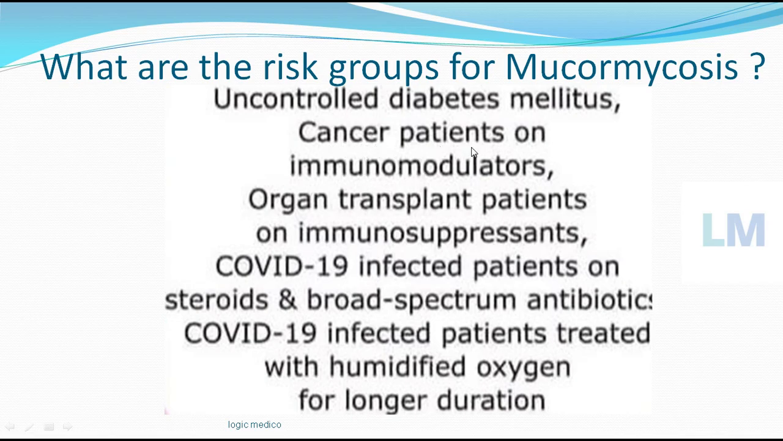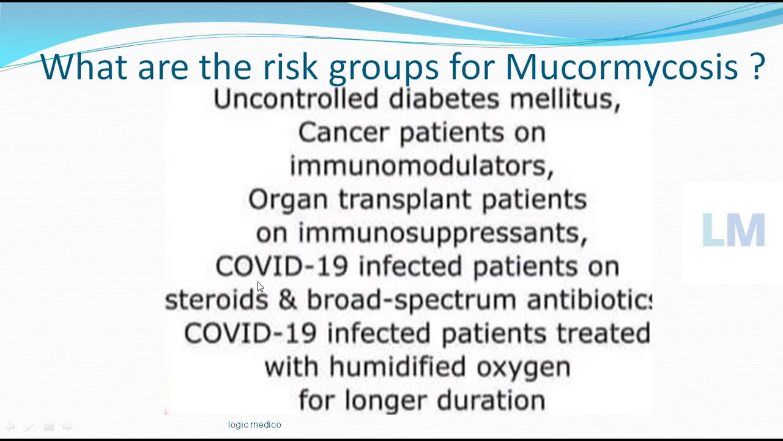Cancer patients who are on immunomodulators. So cancer patients have uncontrolled growth of the cells in their body. So they are given immunomodulators to reduce the growth of these cells. Also these immunomodulators reduce the growth of other cells, including immune cells. So thereby their immunity is reduced. So these patients are prone to any fungal infection including mucormycosis. The same thing goes for organ transplant patients. They are also on immunosuppressants so that the immune system does not reject the transplanted organ. But since the immune system is suppressed, mucormycosis can occur in these patients.